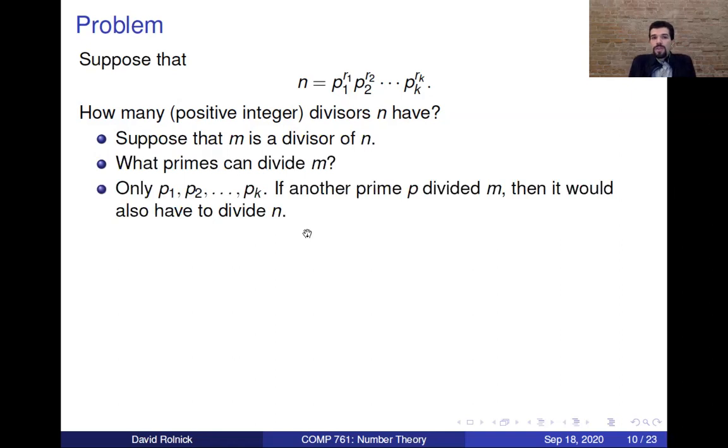Yeah, so the primes that could divide m are the primes that divide n. If there were some other prime, p, that divided m, then it would also have to divide n, because m divides n. And if p goes into m and m goes into n, then p also goes into n. So the only primes that we have to work with are p1 through pk. That's good. That means we can write a prime factorization of m using the same primes as n. Okay, so now all we have to do is work out the exponents. What are some possible exponents, s1 through sk, for m?